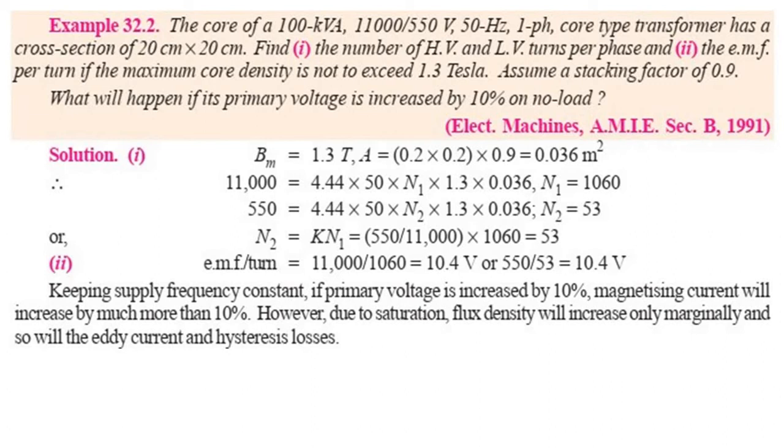Second one, keeping the supply frequency constant, if the primary voltage is increased by 10%, the magnetizing current will increase by much more than 10%. However, due to saturation, the flux density will increase only marginally, and so will the eddy current and hysteresis losses.